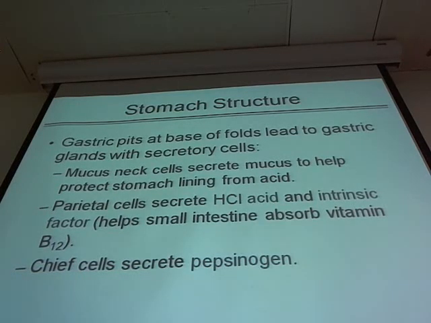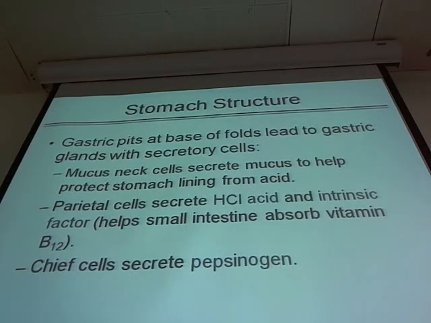The parietal cells secrete HCl and intrinsic factor. We talked about intrinsic factor: vitamin B12 absorption. If you don't have intrinsic factor, you don't have vitamin B12. If you don't have vitamin B12, you have pernicious anemia. Pernicious anemia we treat with vitamin B12 today; in the 20s and 30s, before that, it was a liver extract.